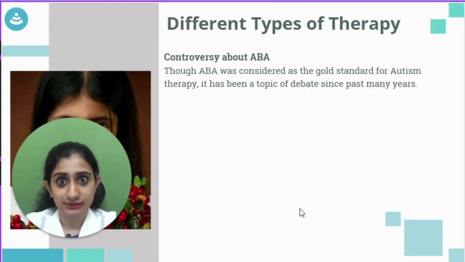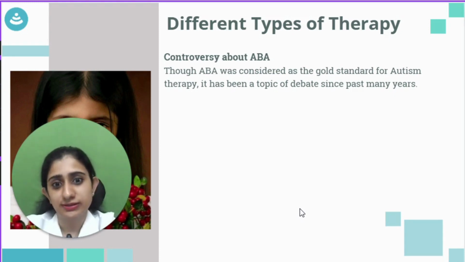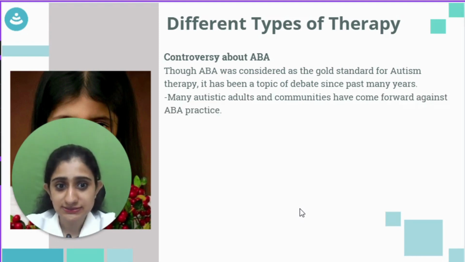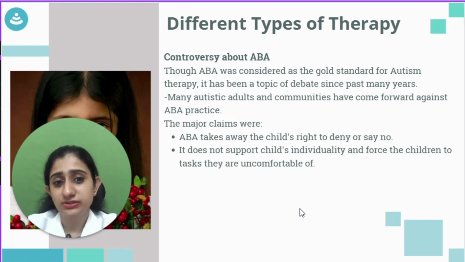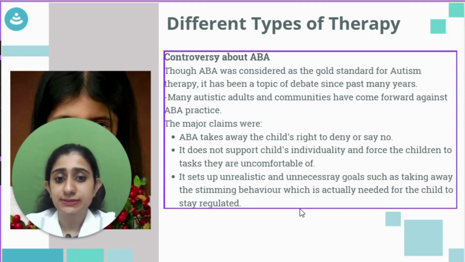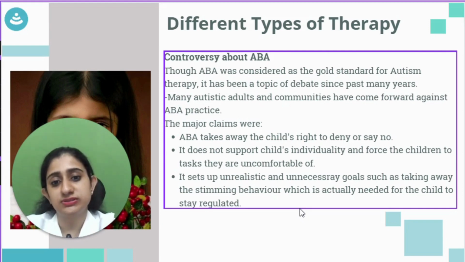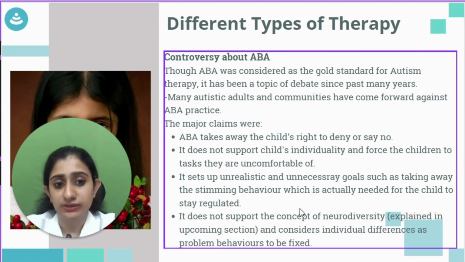But here I would like to bring to your attention the controversies about ABA. So though ABA was considered the gold standard for autism therapy, it has been a topic of debate for many years. Many autistic adults and communities have come forward against the ABA practice, and their major claims were that ABA takes away the child's right to deny or say no, and that it does not support the child's individuality and forces the children into tasks that they are uncomfortable with. It sets up unrealistic and unnecessary goals such as taking away the child's stimming behavior, which is actually needed for the child to stay regulated, and that it does not support the concept of neurodiversity, which we'll explain in the later part, and considers individual differences as problem behaviors to be fixed.